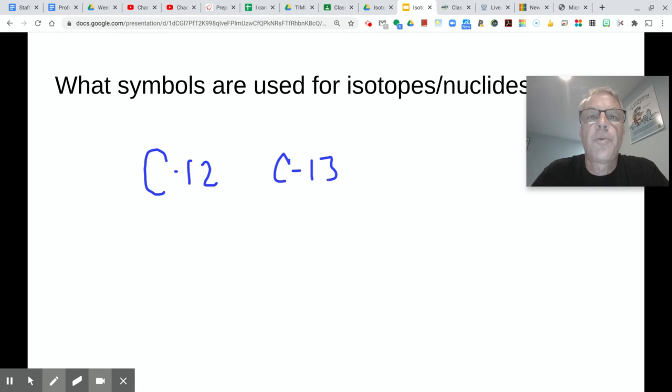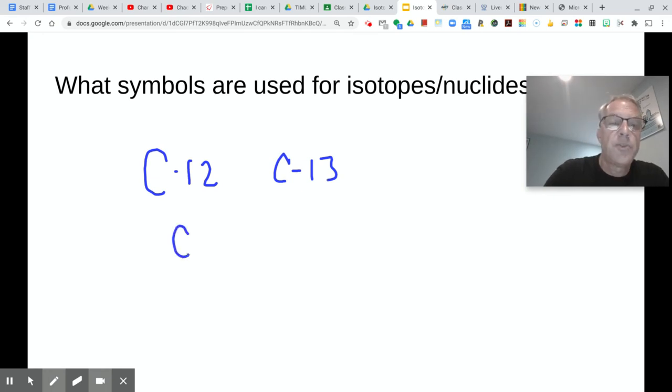When we write them this way, we're assuming that if you have a periodic table in front of you, it's very easy to identify C as carbon. The atomic number is 6 protons. If we know the mass number, which they give us, we can find the number of neutrons by subtracting the atomic number from the atomic mass number. That's one way to write them. And these are also called nuclides, just a synonym for isotopes.